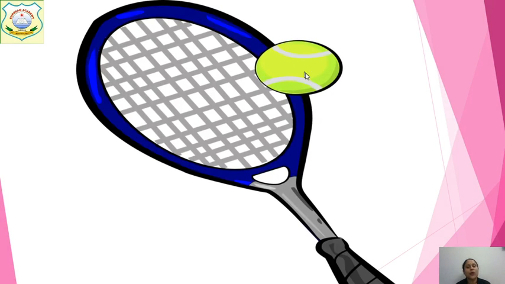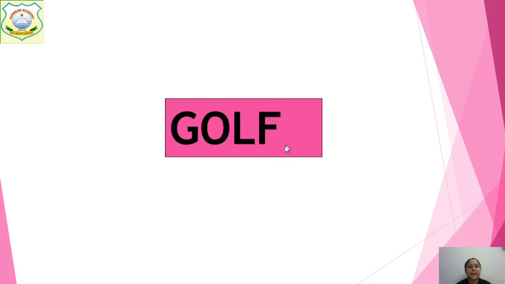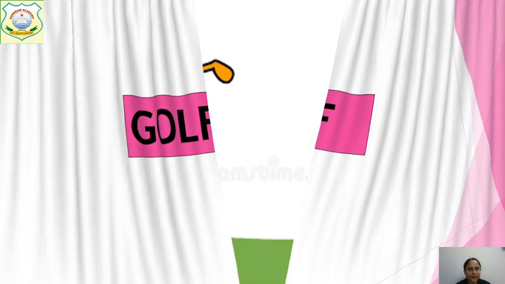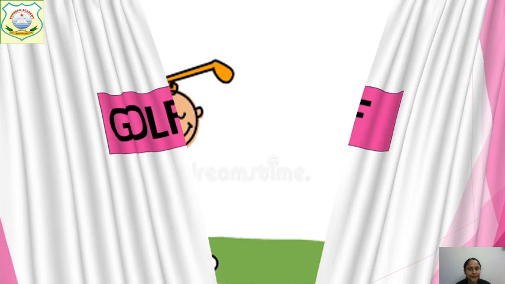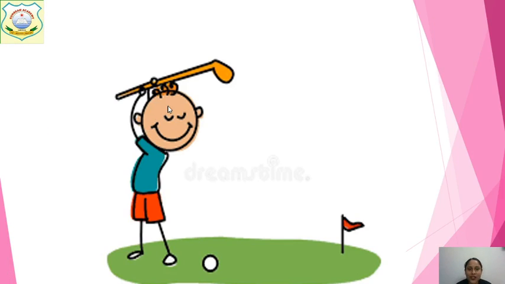Now the things that are required for playing lawn tennis is, you can see over here, a racket and a ball. Then see, this is the picture of golf. Now I am going to show you the pictures of golf. Now what are the things that are required for playing golf? So children, here in the picture you can see that for playing golf, the thing that is required is a golf lawn, and this is the stick, golf stick and the ball. Okay. So these are the things which are required for playing golf.